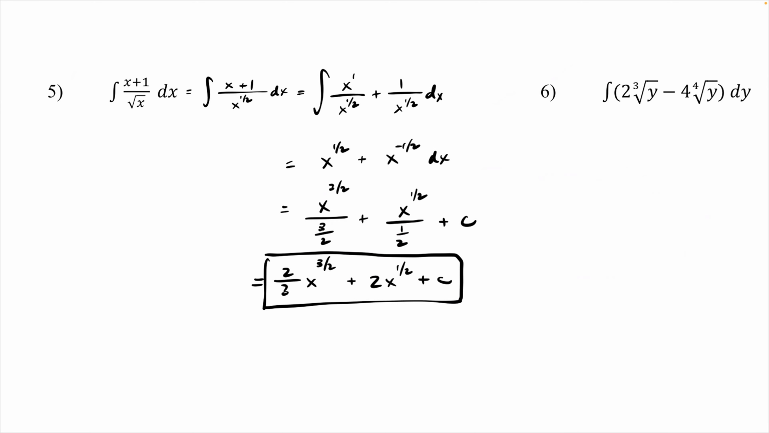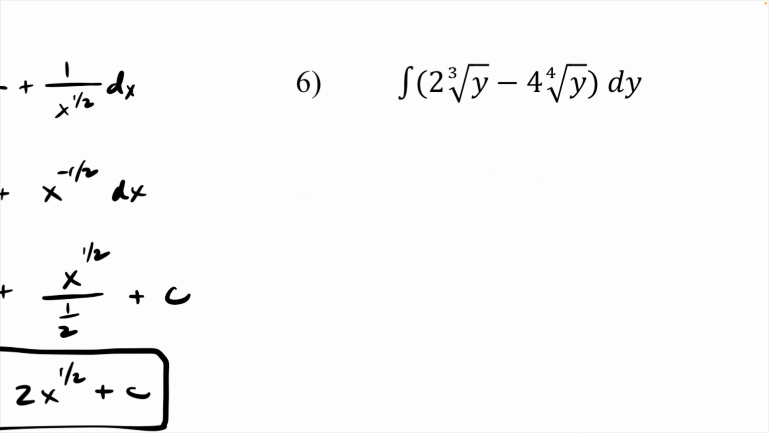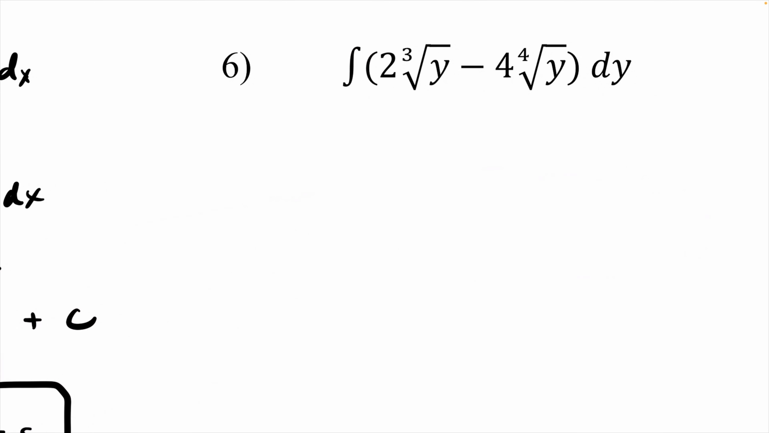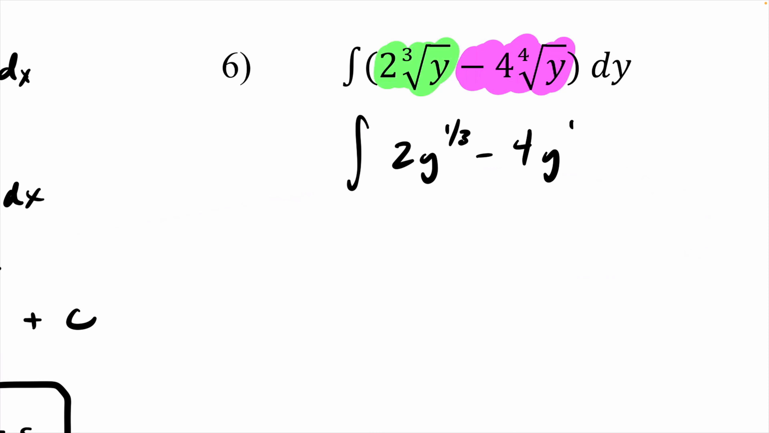Number 6 is similar. Change, give it a power. So what power would the first guy have? It's a subtraction, right? It's a binomial. 2y to the 1/3, good. And then 4y to the 1/4, right?